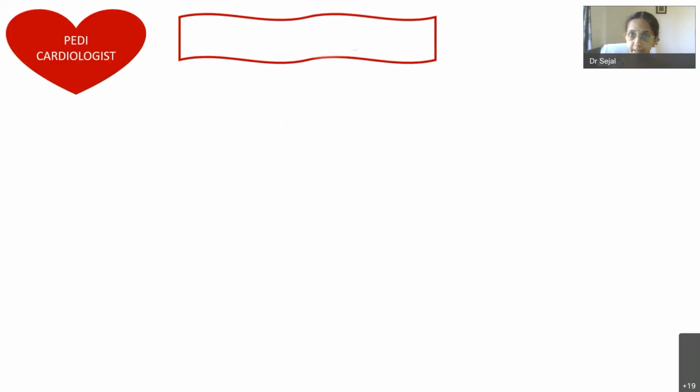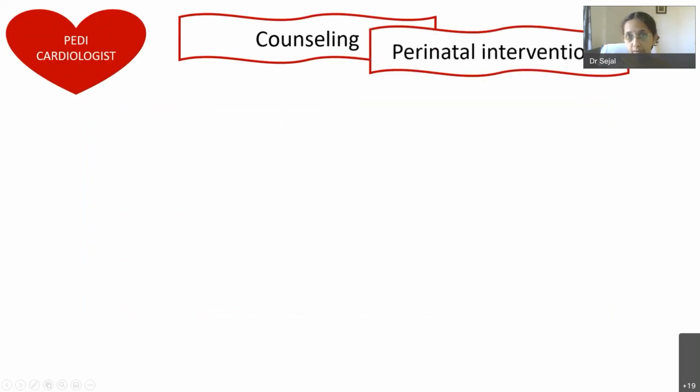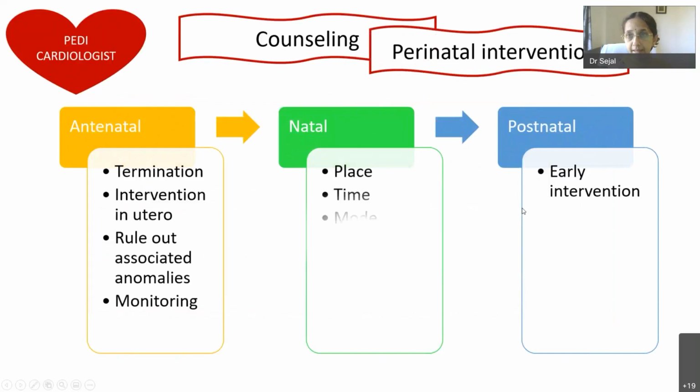So with this understanding, remember what the role of the pediatric cardiologist is. Whenever we pick up a structural lesion, one thing we think about is counseling, and second is whether there is any need for perinatal interventions. These interventions are considered in the antenatal period, natal period, and postnatal period. Now, antenatal means what? The question and discussion about whether termination is an option.